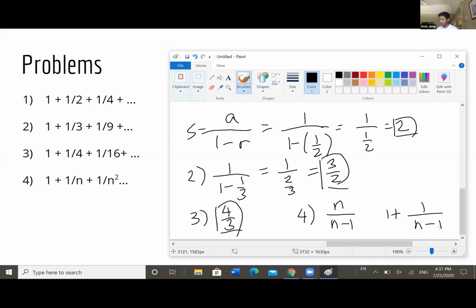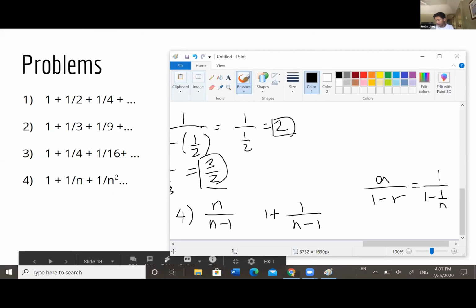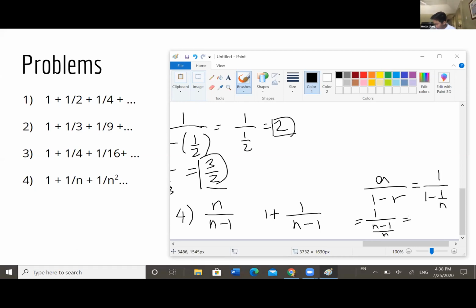So why does that work? Well, this is actually a direct plug-in of the formula. My formula was a times 1 over 1 minus r. So a is 1, r is 1 over n. Oh, my bad. So this becomes 1 over 1 minus 1 over n. So n over n minus 1. All right, any questions?